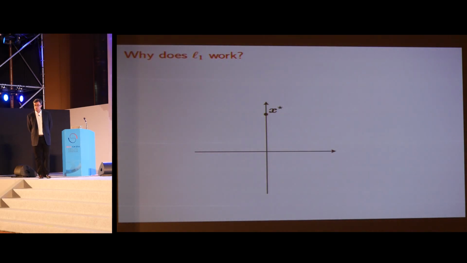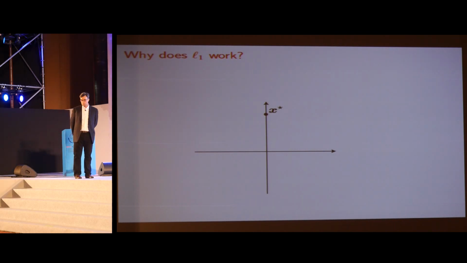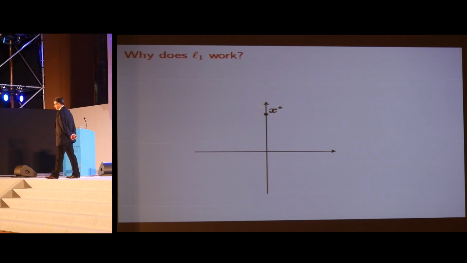All right, so just quickly, and these are my high school slides. Ingrid had informed us that we should reach a broad audience, so this is for the high school students in the room. So why does it work? Why does L1 work? Here is a sparse vector in 2 dimensions. This is a picture in 2 dimensions. I have a vector x, and one component is 0, and the other component is not 0, as you can see.